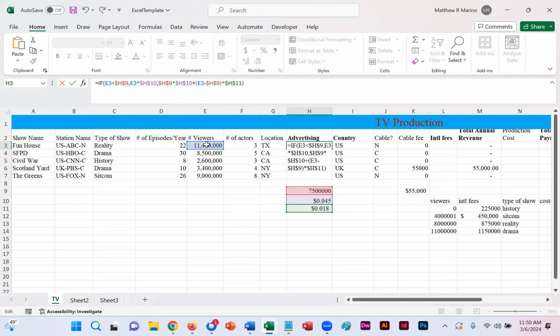So what this says is basically if the viewers is less than 7.5 million, we simply multiply number of viewers times the little less than 5 cents. Otherwise, comma, we take the first 7.5 million, multiply that by the little less than 5 cents, and then add it to whatever number of viewers is left, the number of viewers minus the 7.5 million. And then multiply that by the discounted price of a little less than 2 cents. Does that make sense? Yeah. Thank you. Perfect. All right.